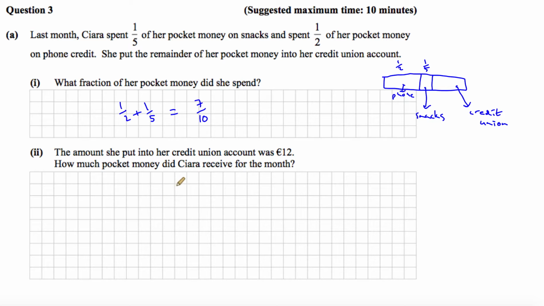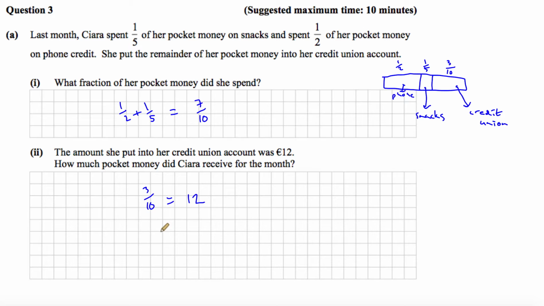Part 2, the amount she put into her credit union account was €12. How much pocket money did Kira receive for the month? So if the 1/2 and the 1/5 is 7/10, well, we know then that the bit left over here must be 3/10, because 7/10 and 3/10 make a whole. So the 3/10, that's the €12. The amount she put in her credit union, €12, is 3/10 of her pocket money.